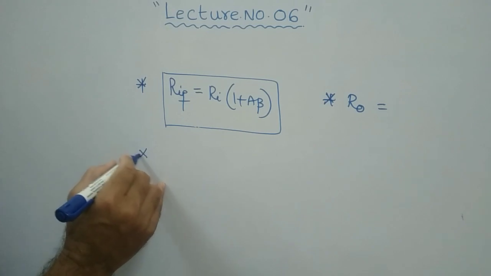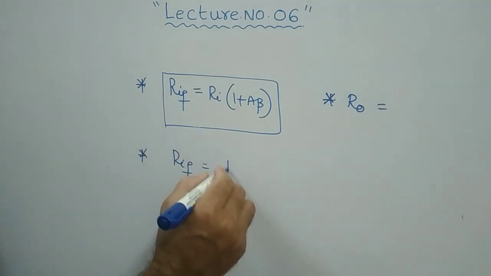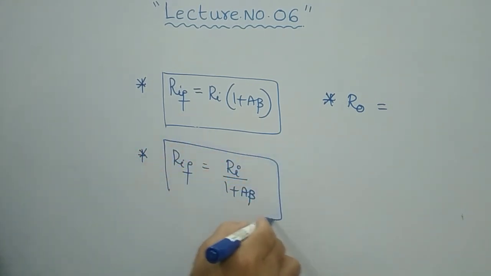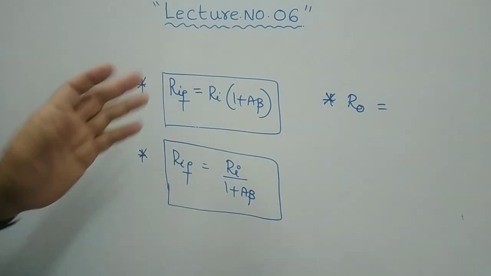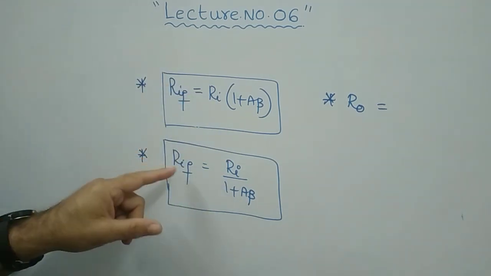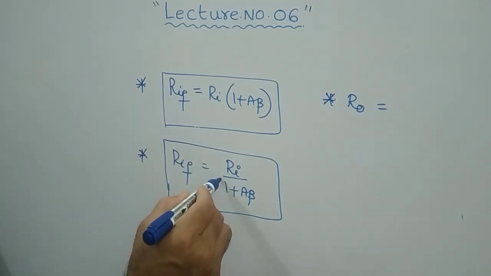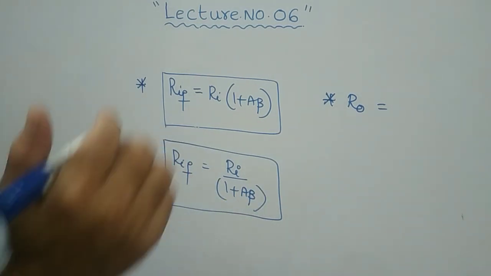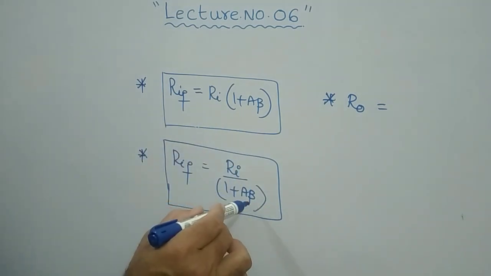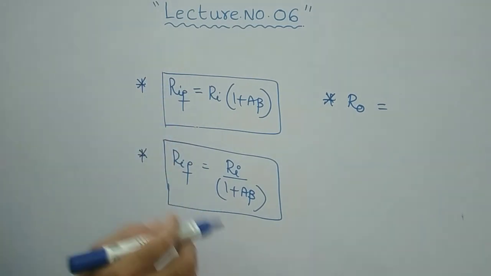Similarly, if RIF decreases, how much will it decrease? It will decrease to Ri by 1 plus A beta. Depending on the 4 topologies and the feedback we provide in the circuit, your Ri will sometimes decrease and sometimes increase. If it decreases, with feedback your input impedance will decrease to Ri by 1 plus A beta, where Ri is the input impedance without feedback. If it increases, you just multiply the actual input impedance by 1 plus A beta.